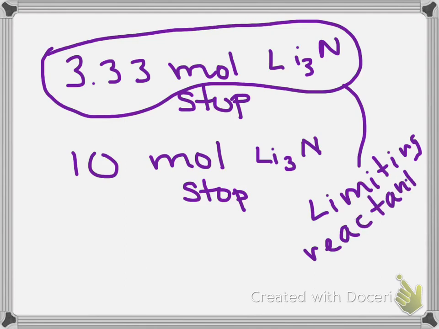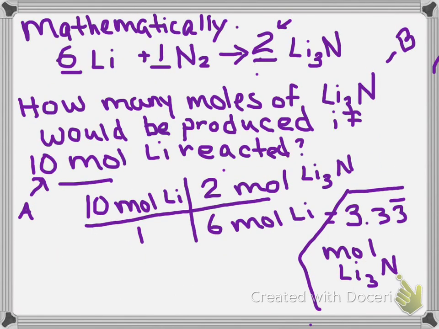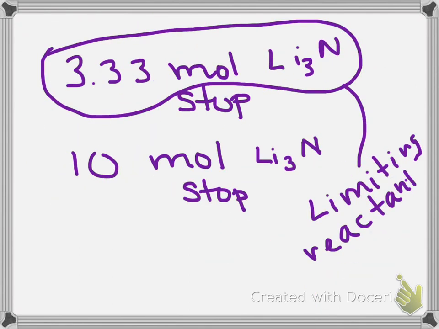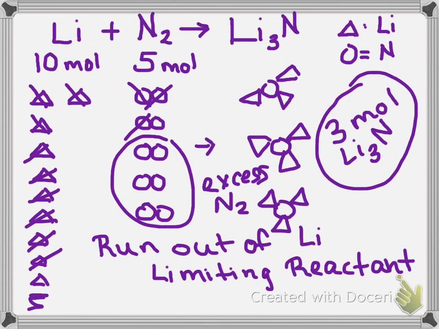And the limiting reactant is always going to be, as the name says, a reactant. So we're always going to have to look at what we started with. So in the mathematical equation where we got 3.33 moles of Li3N, we started with lithium. That tells us that lithium is our limiting reactant. We can prove that mathematically, and we can prove it visually, because when we did this example, lithium is the thing that ran out first.